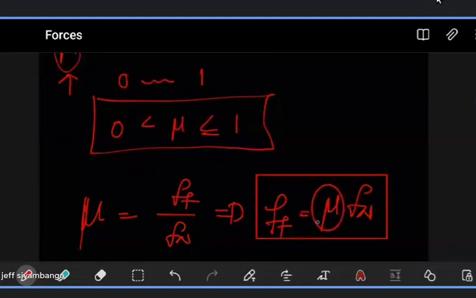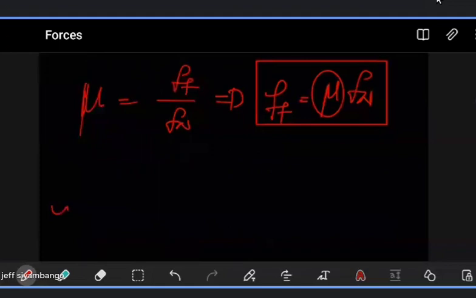It's a description of how rough a surface is. If you have a tarmac that is very, very rough, you expect that the coefficient there is going to be very big, closer to 1. If you have a surface that is very, very smooth, then the coefficient there is going to be very, very small. So it tells us how much friction a surface is going to have.